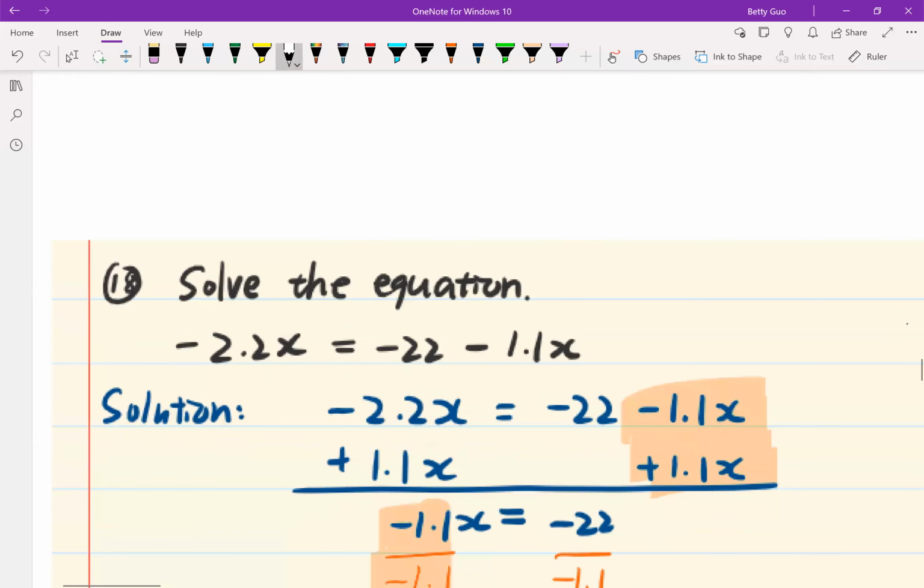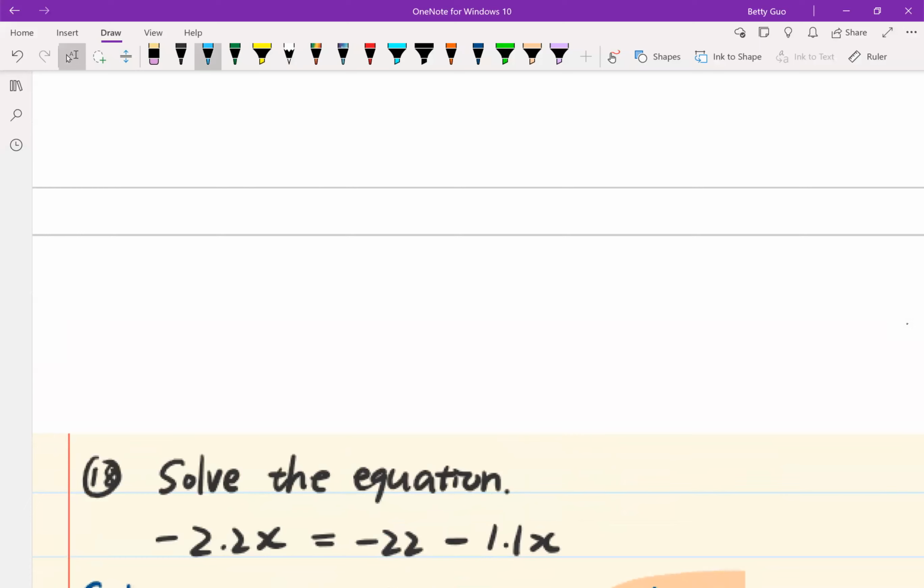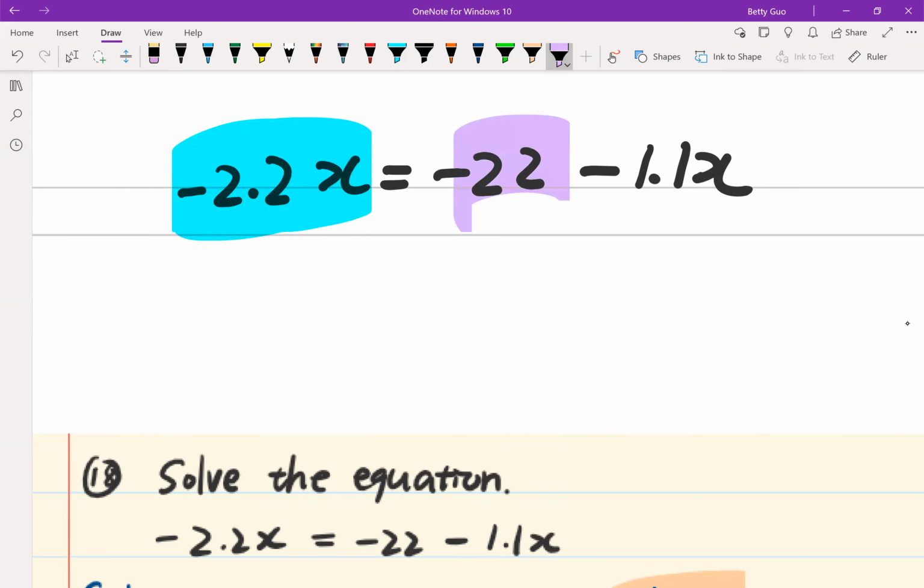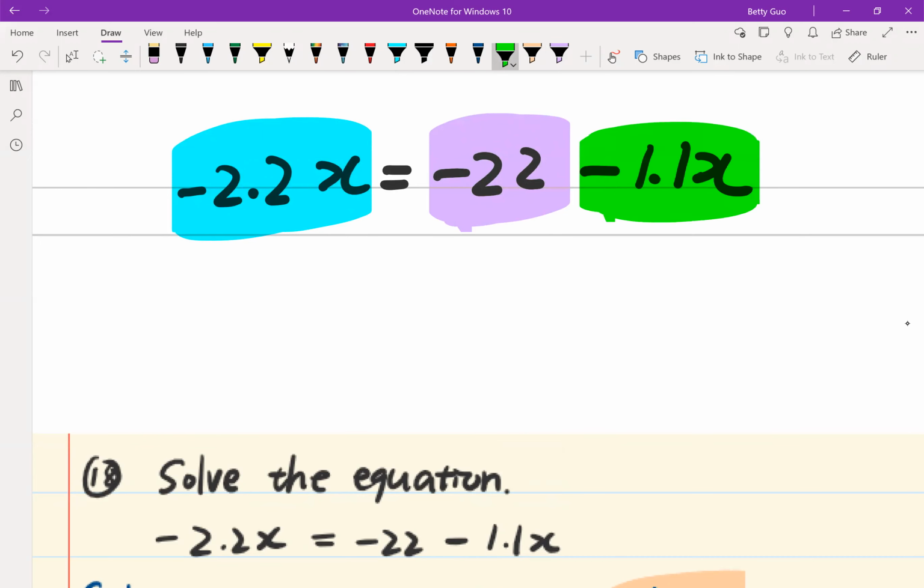Number 18. Okay, number 18, I'll give you a couple of minutes. Please solve this equation. This equation has decimals. How many terms are in the equation? I see this term, this term, this term, right? I see 3 terms. Give you a couple of minutes. Please work on it.